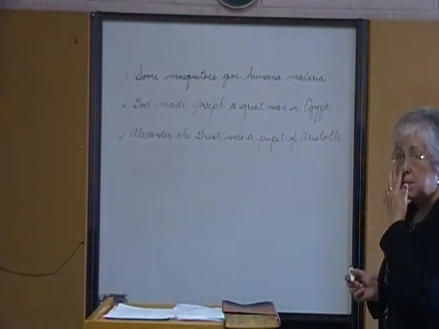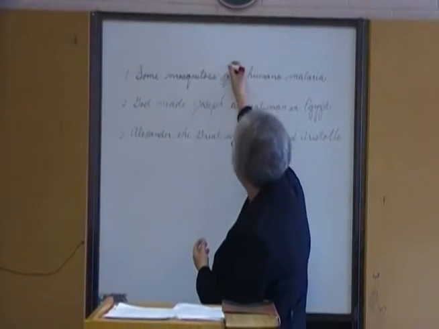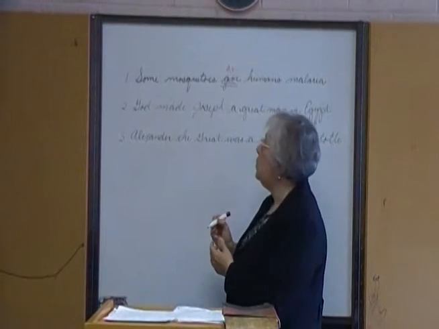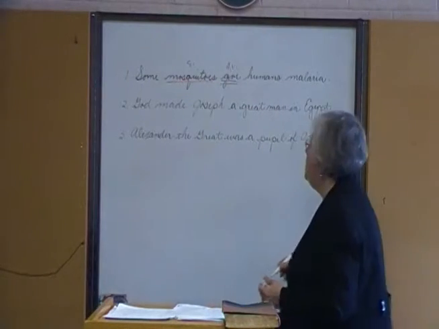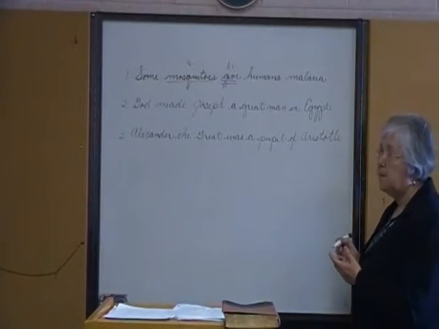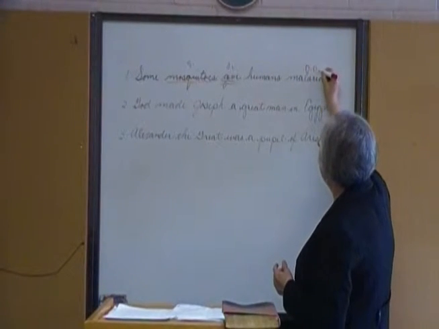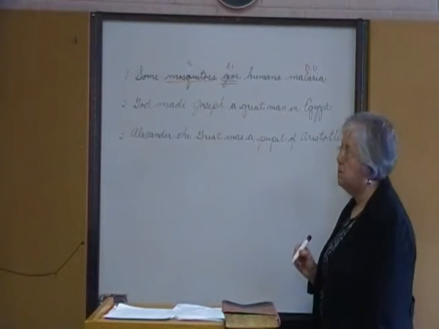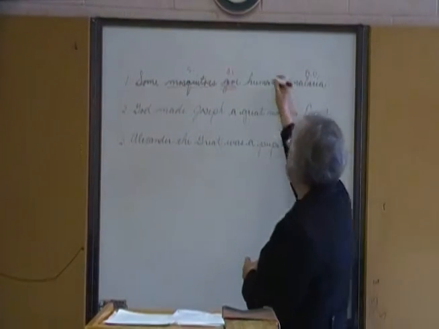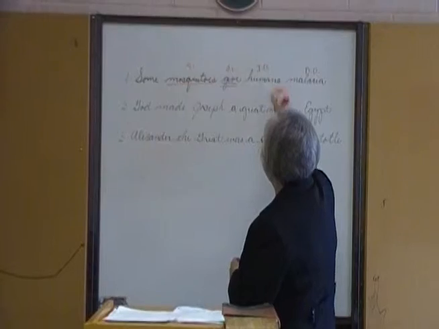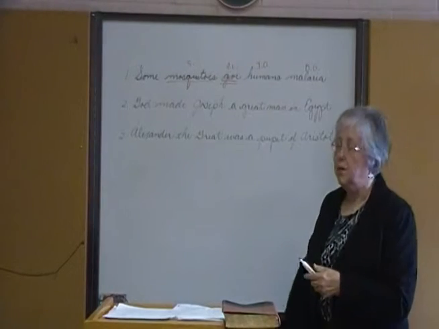Some mosquitoes give humans malaria. Verb, give. What kind? Action. Who or what gives? Mosquitoes is the subject. Mosquitoes give whom or what? Mosquitoes give malaria. It's an action verb. It answers whom or what? Direct object. Mosquitoes give to whom or for whom? Humans. Indirect object. Notice its location: action verb, indirect object, and then direct object.